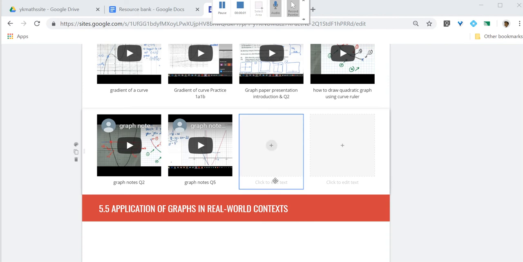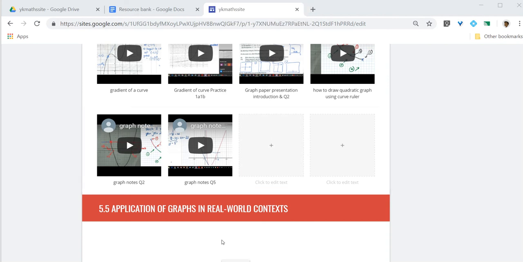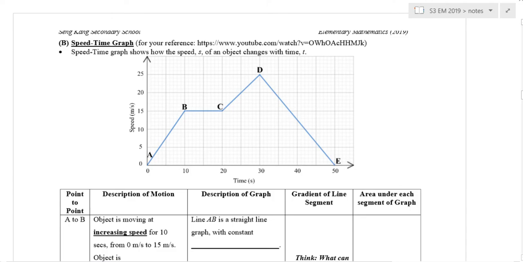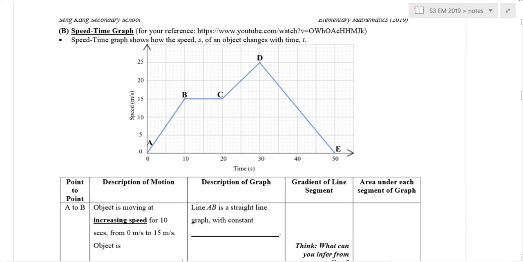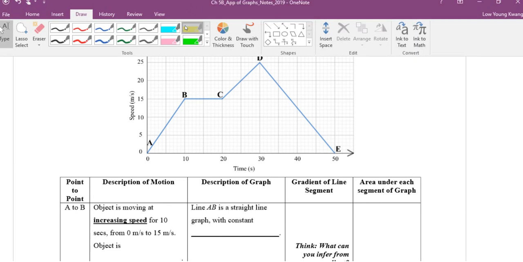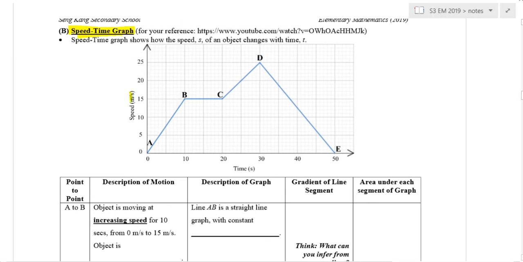Multiplication again. So just now we have done distance time graph. So now let's go to speed time graph. Now for speed time graph, you want to highlight speed.